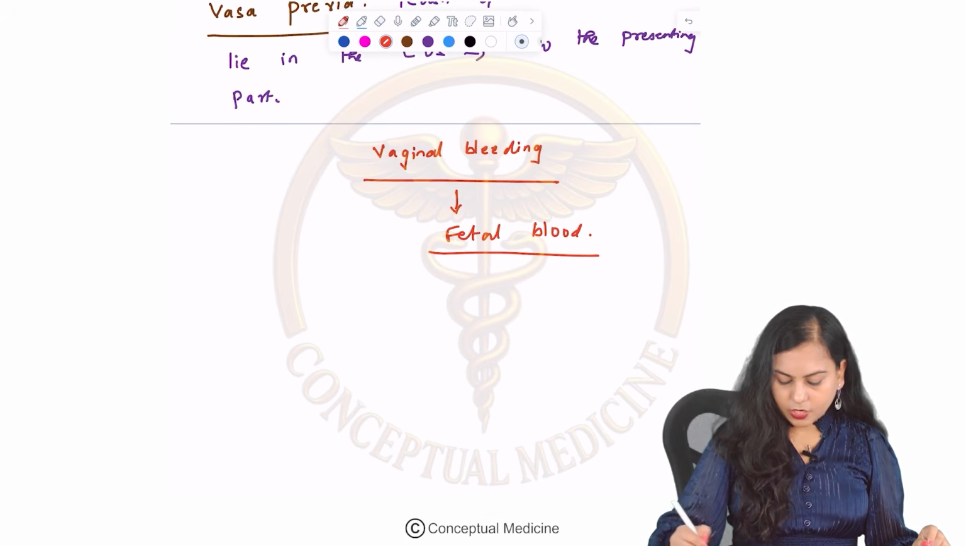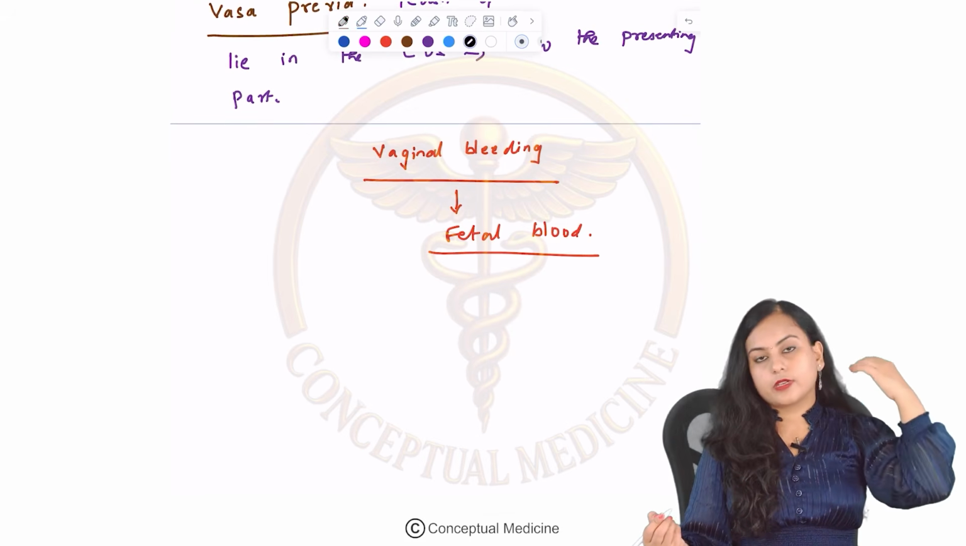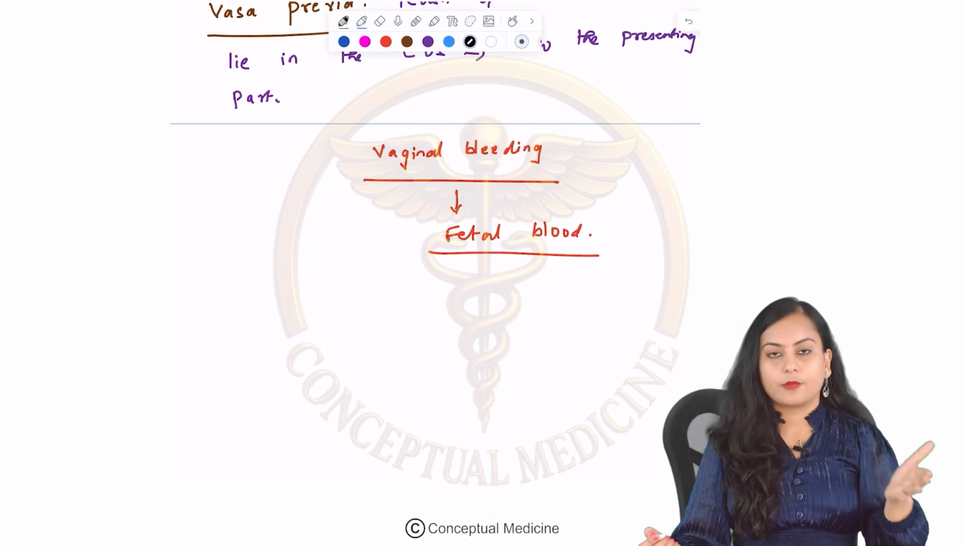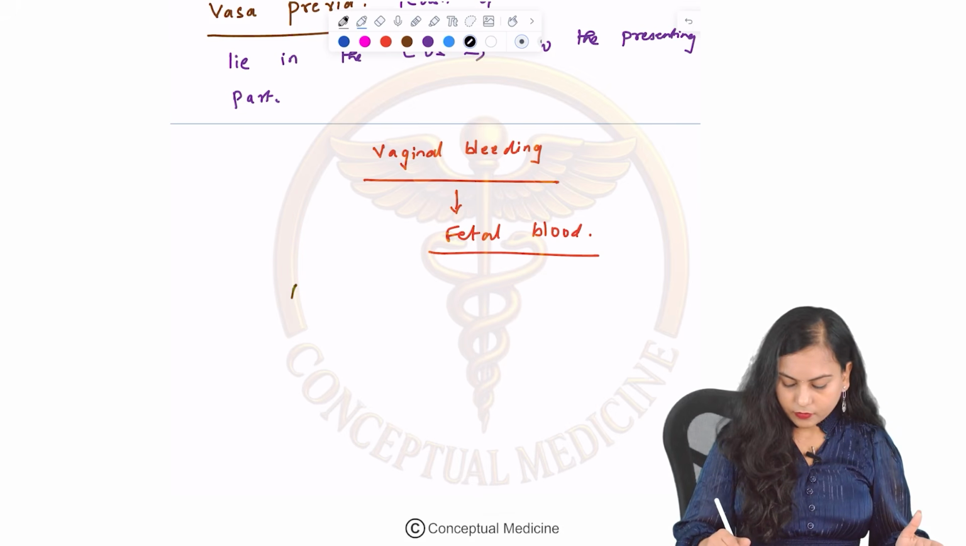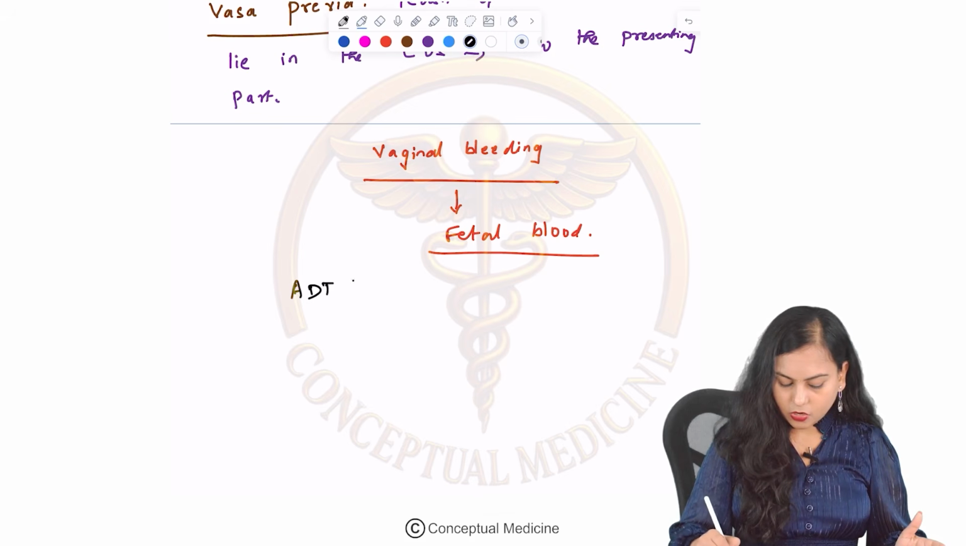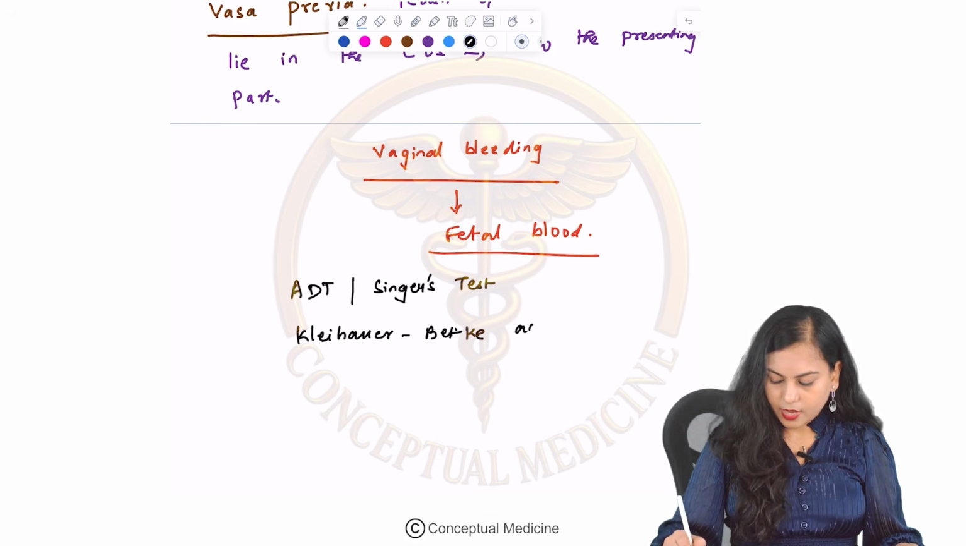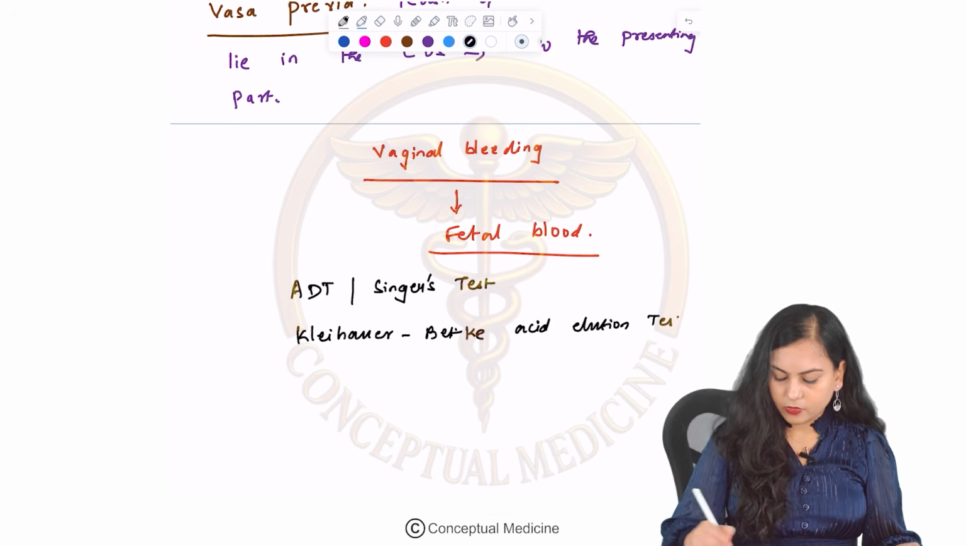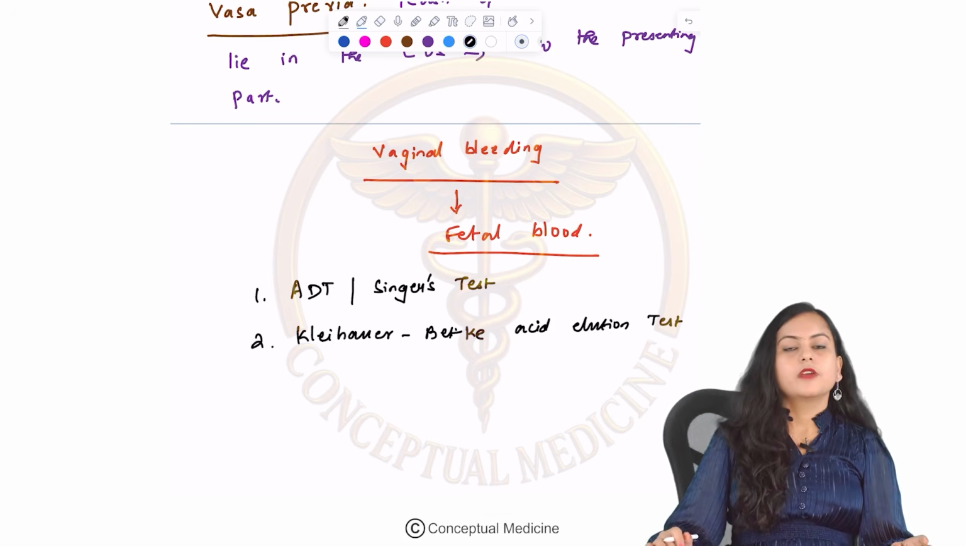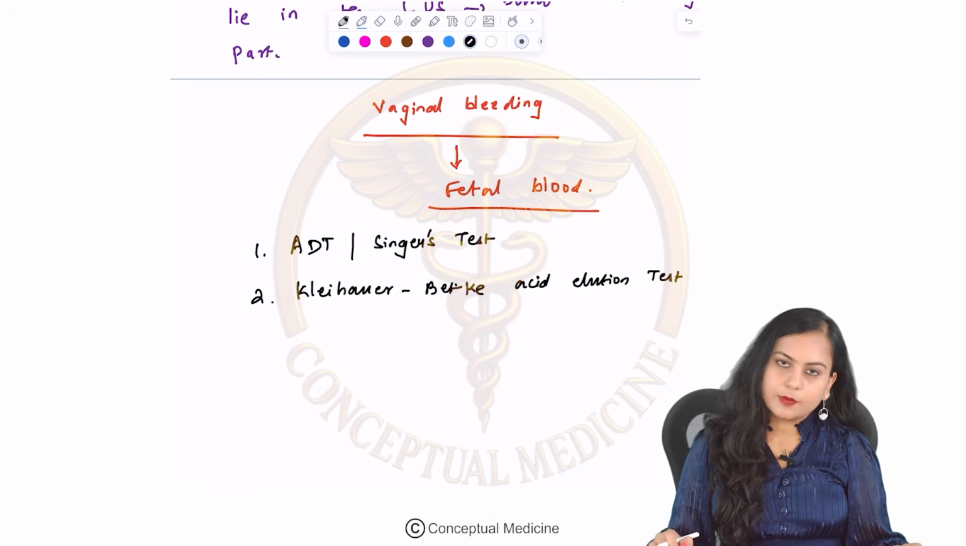Suppose if you have any doubt, we can perform two tests to diagnose whether it is fetal blood or maternal blood. The tests are the alkali denaturation test or Singer's test, and the second test is the Kleihauer-Betke acid elution test. So, these are the two tests you can offer to differentiate maternal blood from fetal blood. Clear?